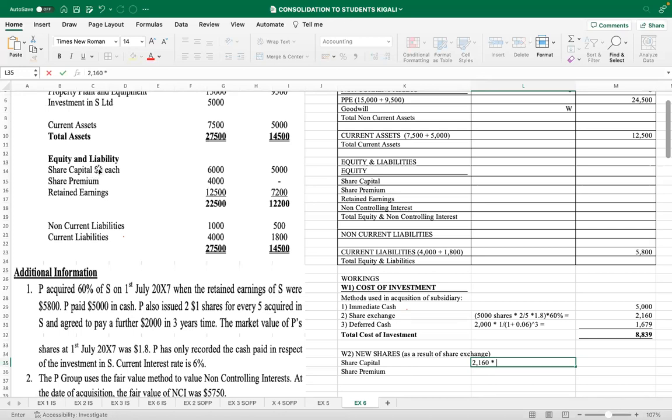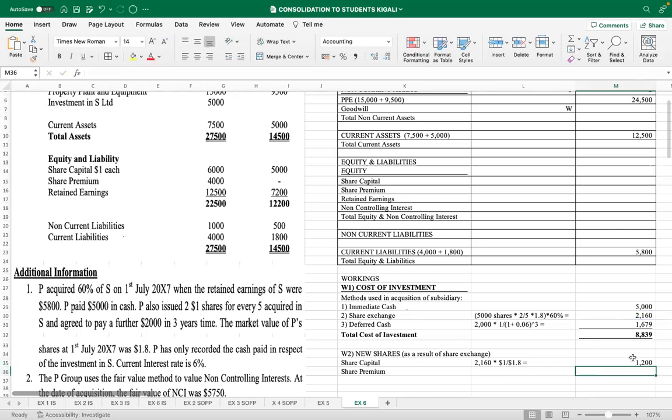The nominal price is there in the balance sheet. The $1 is the nominal price. So you multiply by the nominal price, the $1, divided by the market price. I believe you all see the market price was 1.8. The nominal price over the market price. So that gives us share capital of, you take that times 1 divided by 1.8. So it gives you share capital of 1,200.